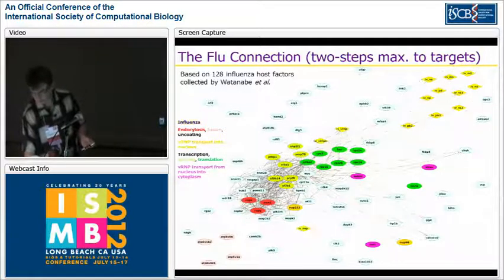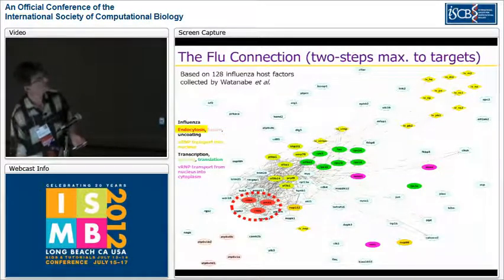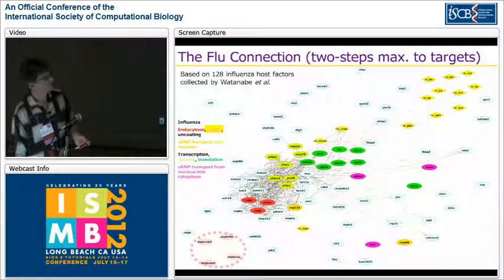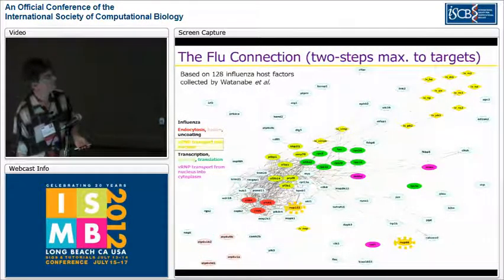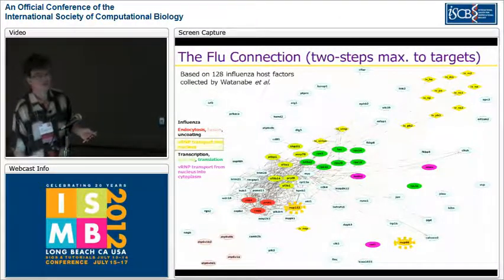Then some of the first functions that are required for viral replication are endocytosis, fusion of the viral protein, then further the transport of the RNPs, so these are ribonucleoprotein complexes, into the nucleus.